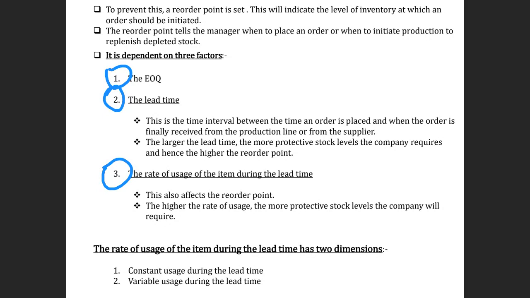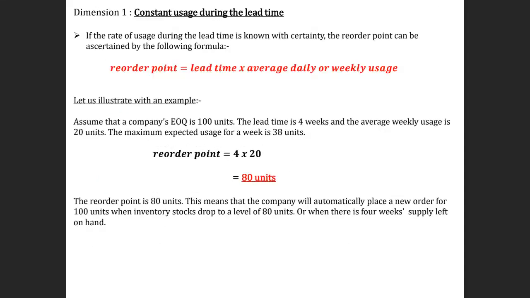So in terms of the rate of usage, there are two categories that fall into this heading. You have the constant usage during the lead time, which is not really realistic because, as we mentioned, you can never guarantee that it will always be as planned. So this is the less used method. More realistically, businesses make use of variable usage during the lead time because you always have to account for unforeseen circumstances. Within each of these, there are also different calculations pertaining to your reorder point.